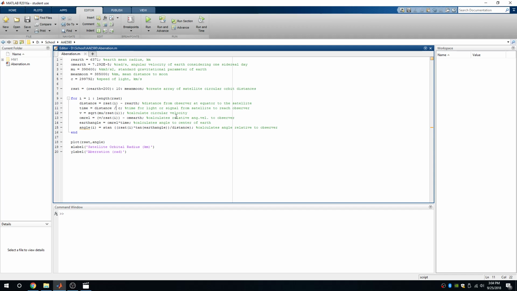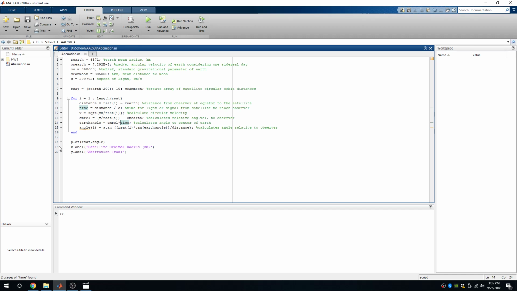Then I calculated the circular velocity of the spacecraft, and then I calculated the angular velocity, sorry, of the spacecraft. But I also subtracted the angular velocity of the observer because that's going to be taken into account. Then I said the angle relative to the center of the Earth is equal to that angular velocity of the spacecraft times the time it takes for the light to reach the observer.